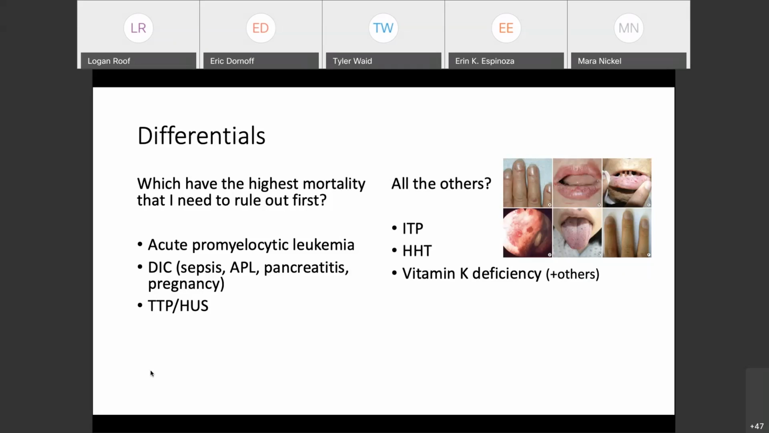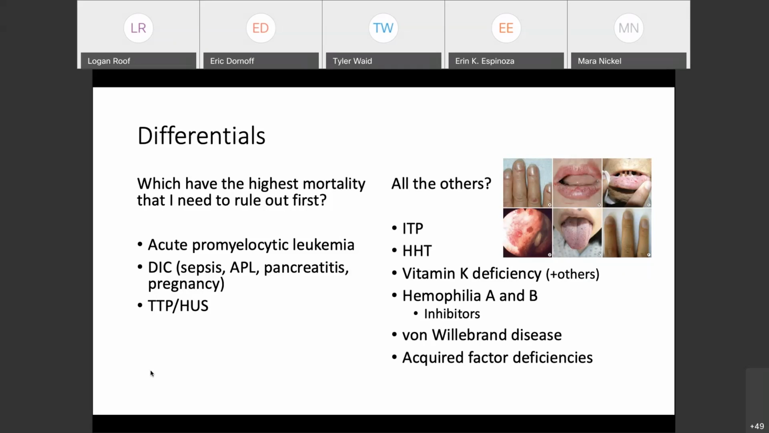Really any kind of vitamin deficiency, but especially vitamin K. And then of course, hemophilia A and B, those patients are usually going to have some kind of family history. They will know their own bleeding history very well. And then of course, von Willebrand's disease, which we'll get into later. And then there's the acquired factor deficiencies.